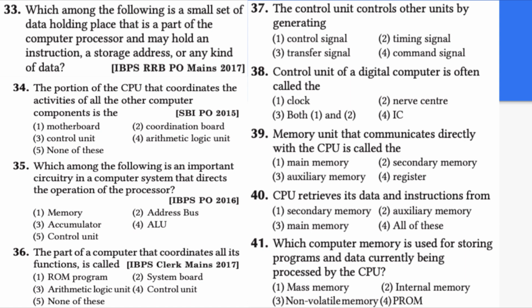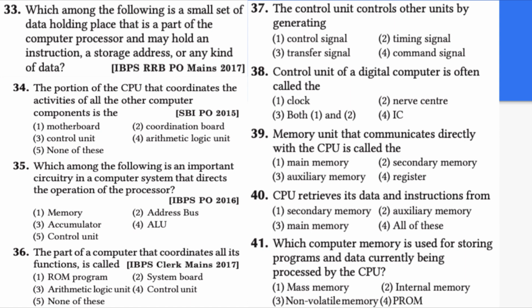Question 39. Memory unit that communicates directly with the CPU is called. Here, the correct answer is 4. Register. The memory unit communicating directly with the CPU is called the register, a small but critical storage location.